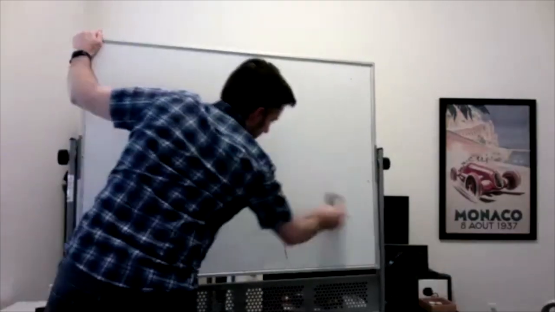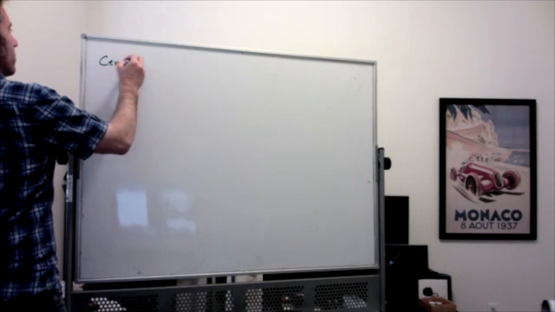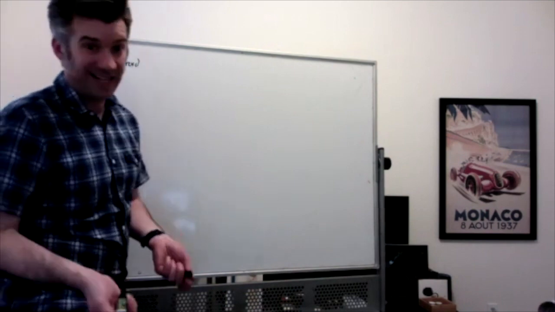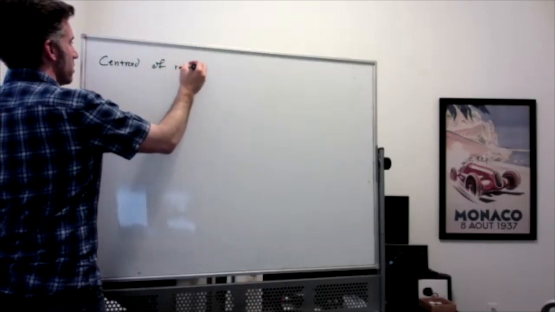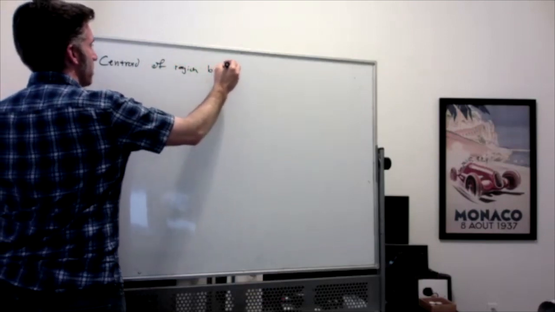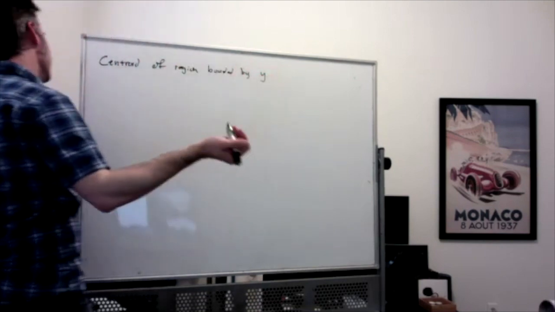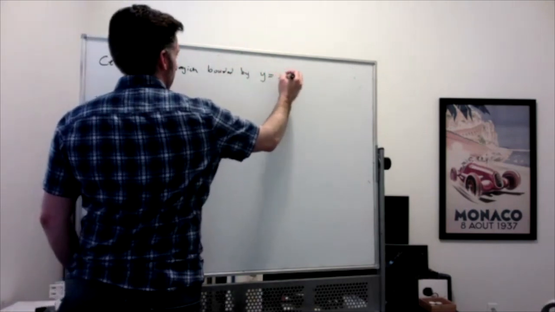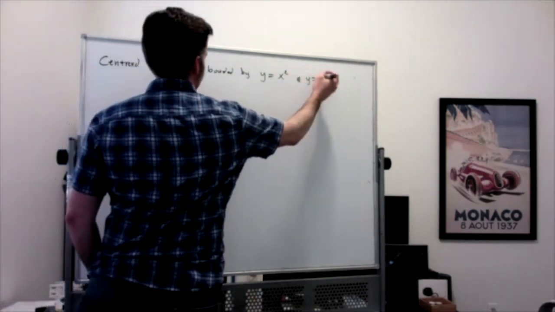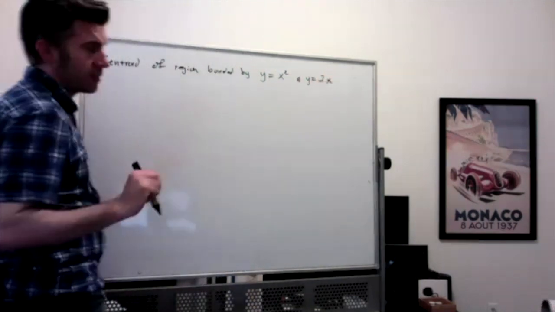So we'll do the calculus. Let's find the centroid, meaning we're just going to assume the density is 1, of the region bounded by y equals x squared and y equals, let's make it not too terrible, y equals 2x.